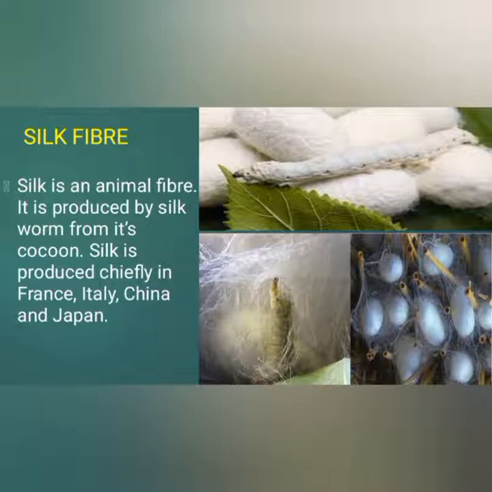It is produced by the silkworm from its cocoon. Silk is produced chiefly in France, Italy, China, and Japan. You can see the silkworm and the cocoon and the fiber it makes. So the cocoon is where the pupa, the larva, stays, and when it grows and matures to a silkworm, it comes out of the cocoon. So that's what they use in the manufacturing of silk fibers, as you can see from this image.